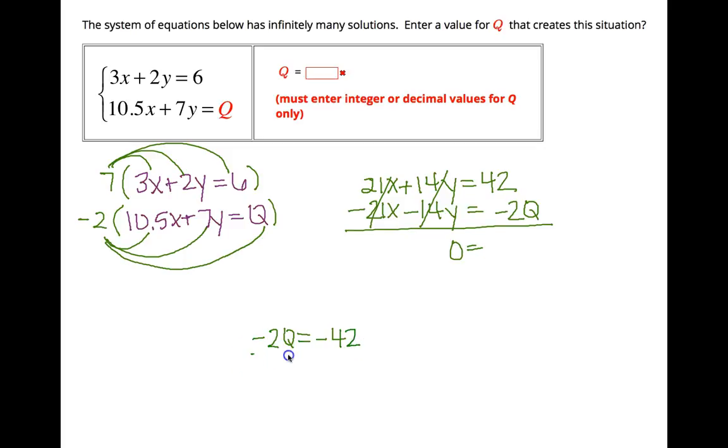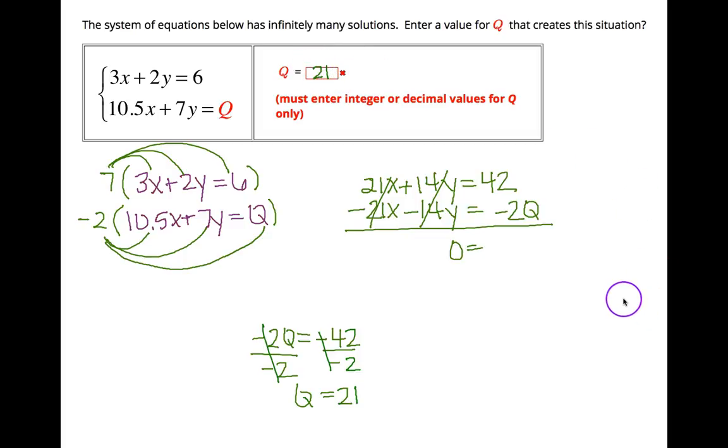So what you're going to do is divide both sides by a negative 2, leaving us with q equals, the negatives cancel each other out, leaving me with 21. So in order for this to be true, this q has to be a 21 so that 42 can eliminate to 0. So I'm going to go ahead and say q equals 21.